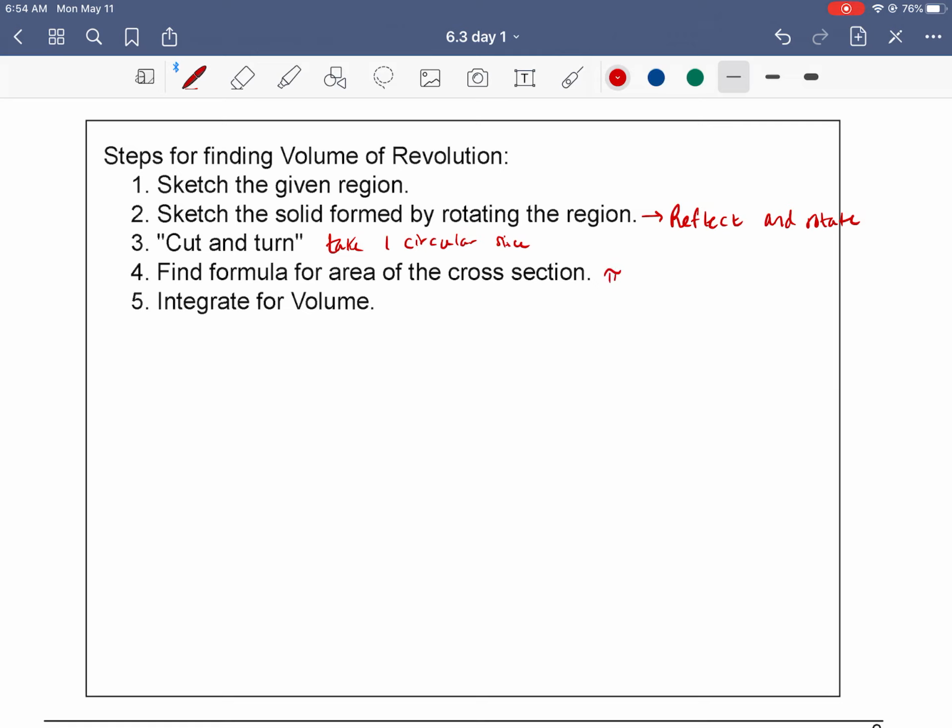Find the formula for the area of the cross-section. Again, it's pi r squared. But what is r? That's the big question. Once we have that, we're integrating.